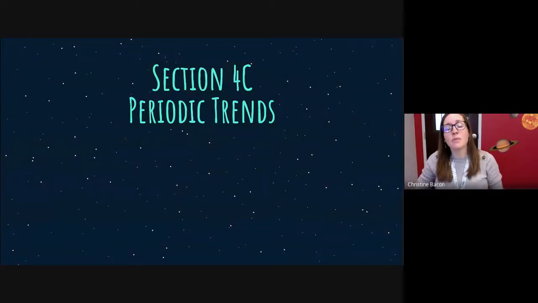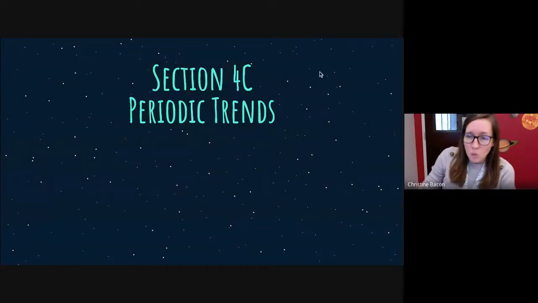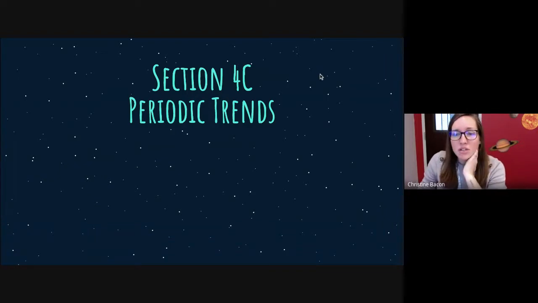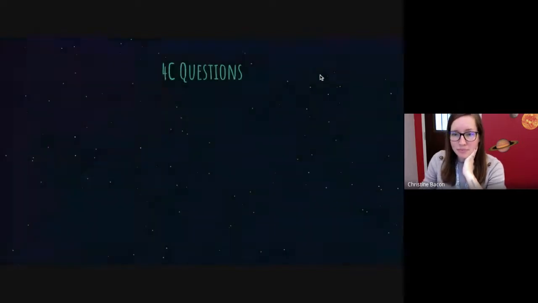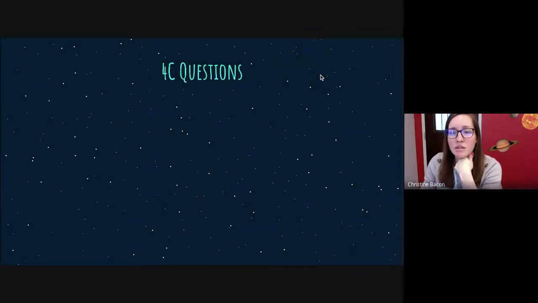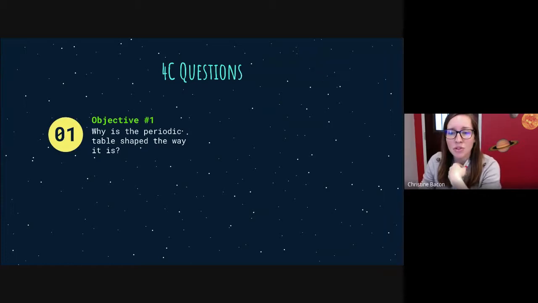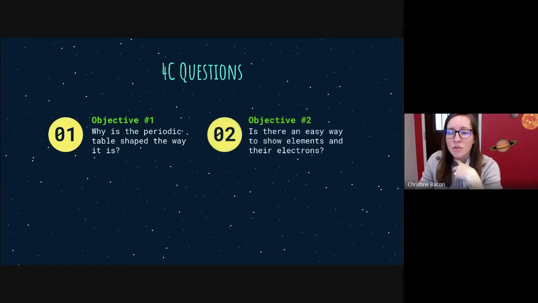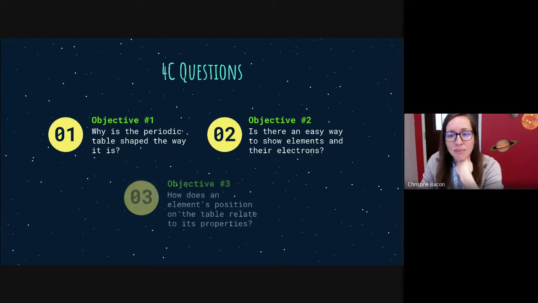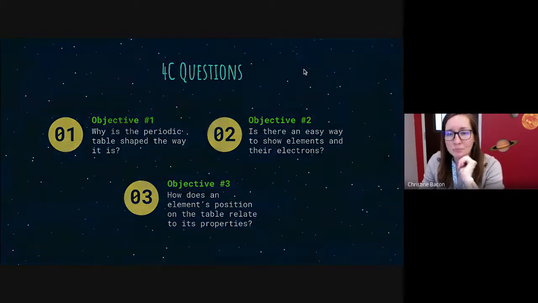Okay, so we are going to finish up chapter 4 today. We'll be in the final section, section C, talking about periodic trends. All right, the objectives of this lesson. Number 1, why is the periodic table shaped the way it is? Number 2, is there an easy way to show elements and their electrons? The answer is yes. Number 3, how does an element's position on the table relate to its properties? We already know a little bit about this because of the things we've been learning in the first 2 sections, but there should be a little bit of new information for you today.